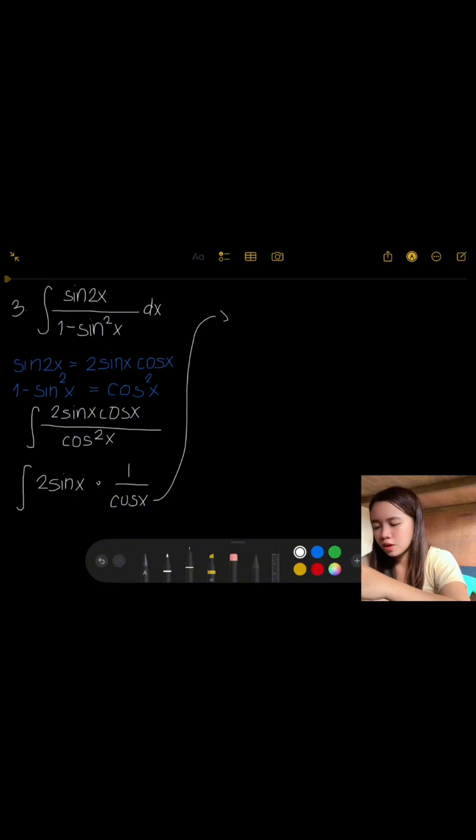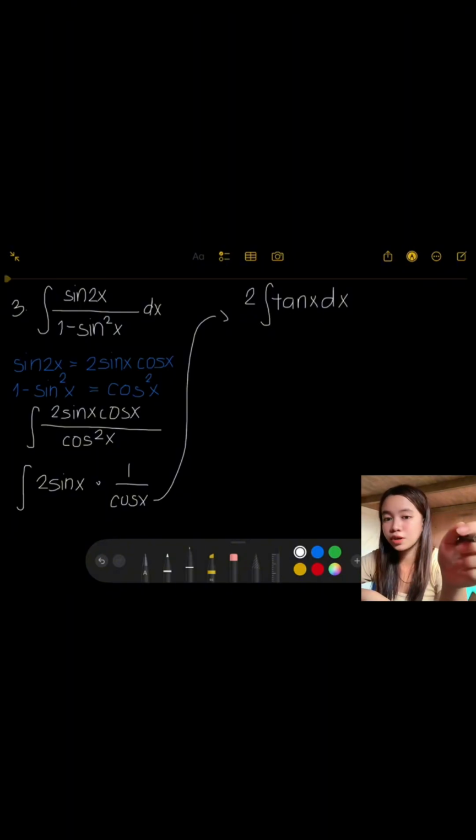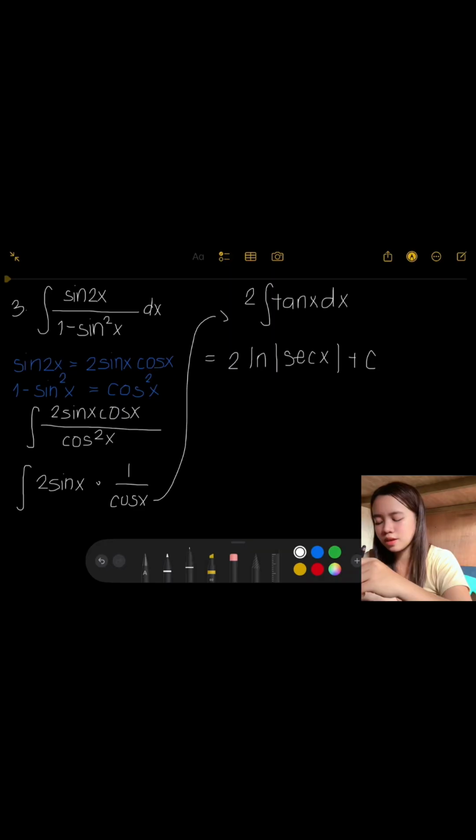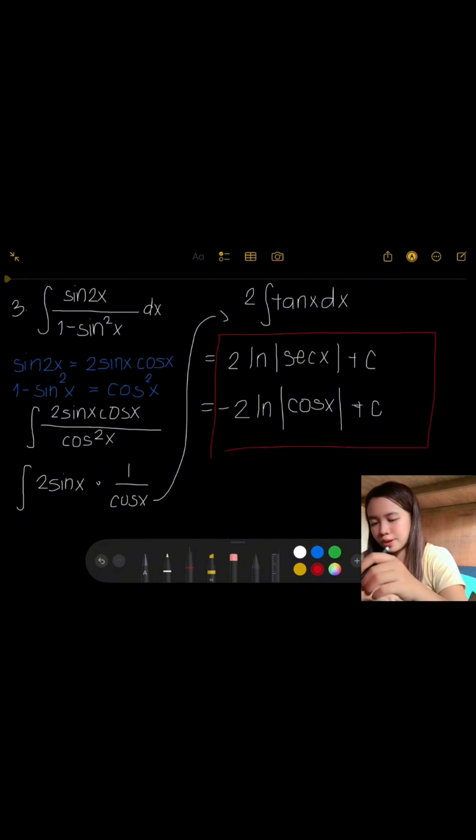This becomes 2 times the integral of tan x dx. Why? Because if we multiply 2 sine x by 1 over cos x, it becomes 2 sine x over cos x, and we all know that sine x over cos x is tan x. So the integral of 2 tan x dx is 2 ln sec x plus c. It can also be written as negative 2 ln cos x plus c. So this is now the answer. Either of these two is correct.